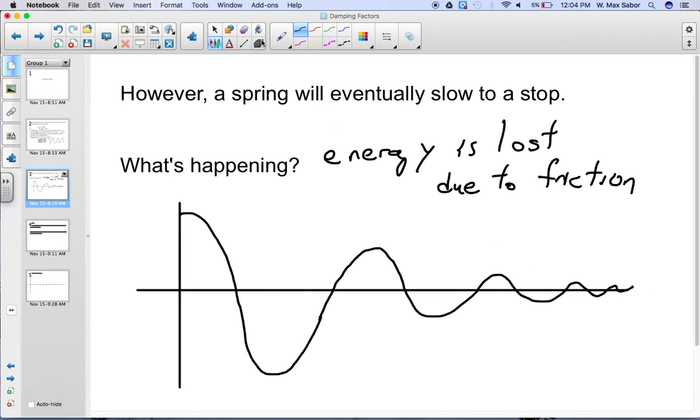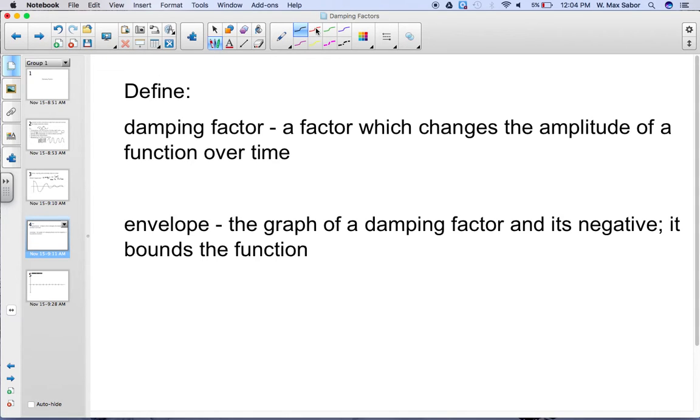My graph is imperfect because this looks like the period is decreasing. It's not supposed to decrease. It's just that the amplitude is getting smaller and smaller as we get closer and closer to infinity on the time axis. So what this looks like algebraically is a damping factor. A damping factor is a factor which changes the amplitude of a function over time. So we start with a high altitude, and then the altitude is getting smaller and smaller.